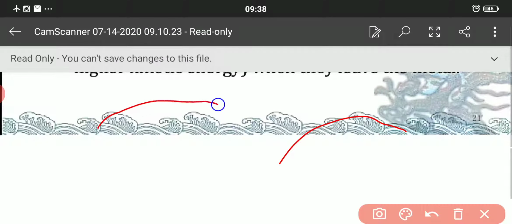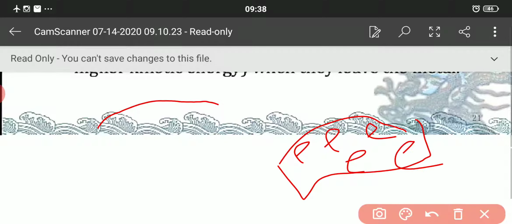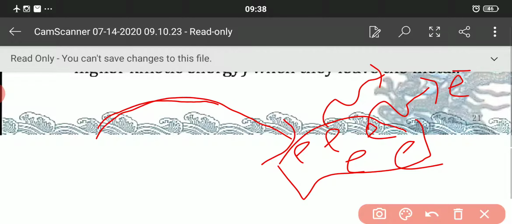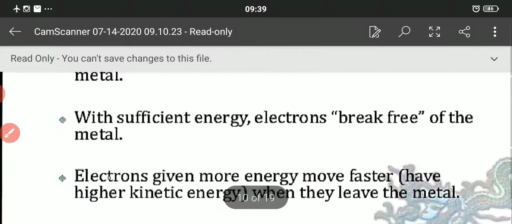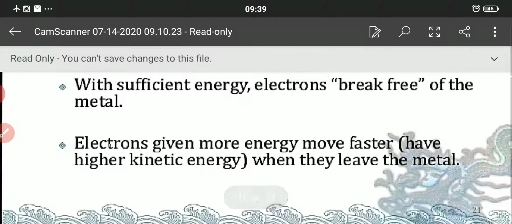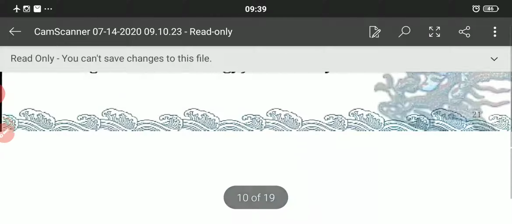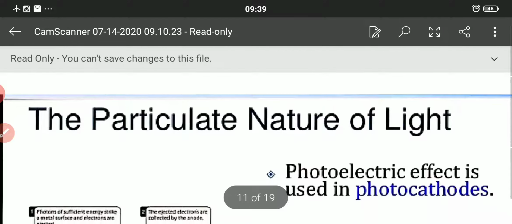It is a metal surface having electrons here. So if you strike light of specific intensity, then the electrons from the metal are removed from the surface. They move like a particle. With sufficient energy, electrons break free of the metal. Electrons given more energy move faster from the surface of the metal. So we can say that electrons have particulate nature.